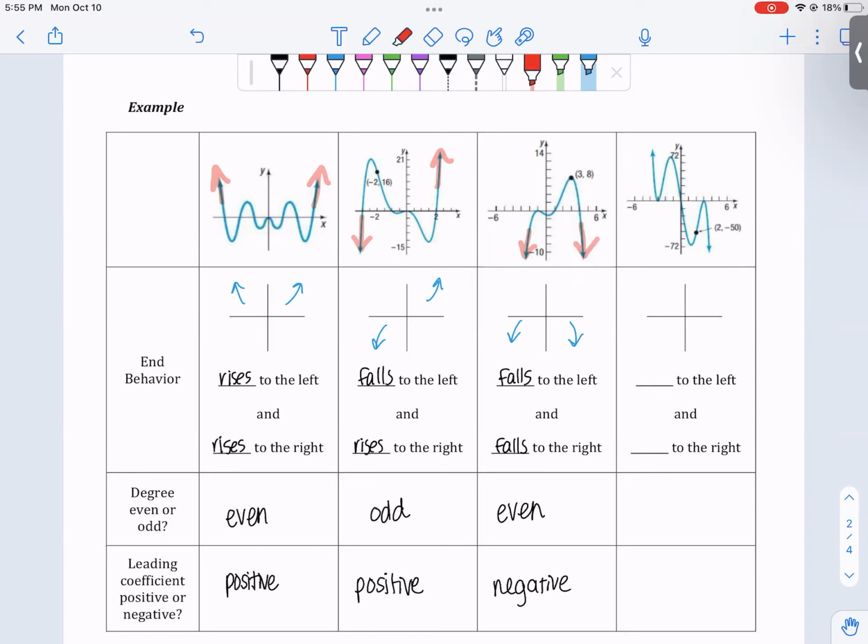I could start by just looking at what the right side does. Well, the right side goes down. I'm just looking at this guy here. The right side goes down. That means that the leading coefficient is negative. The end behavior goes in opposite directions. One goes up, one goes down. So that means it's odd. The degree is odd.